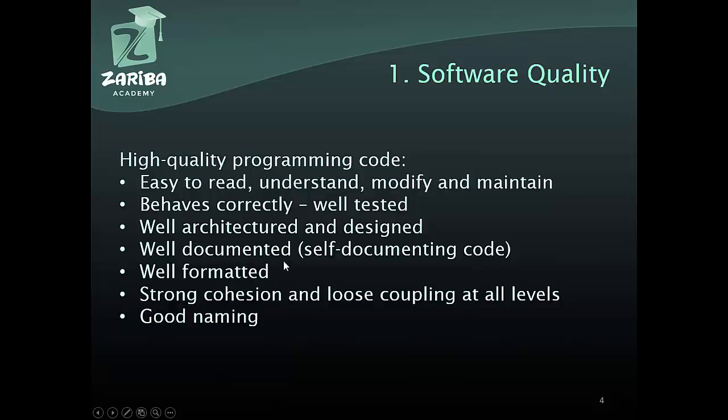All right, so well documented as well. So if you're putting out a library to someone else on the internet, it will be good if you have some documentation with it. But the best way would be to make your code self-documented, which means that if you write it good enough, you won't need to comment that much on it. Formatted as well. In general, this means strong cohesion and loose coupling at all levels, and good naming. So all of these comprise high quality programming code.